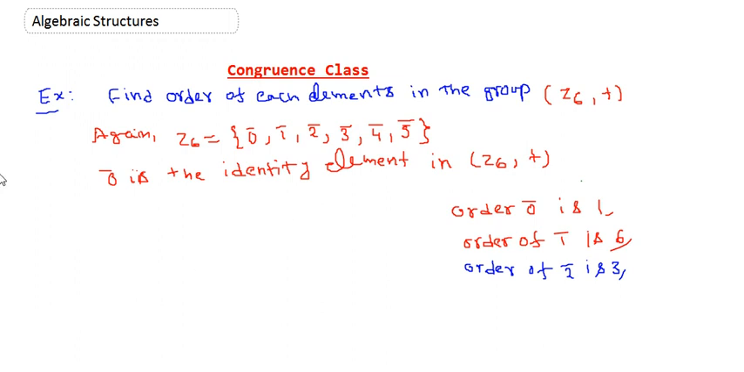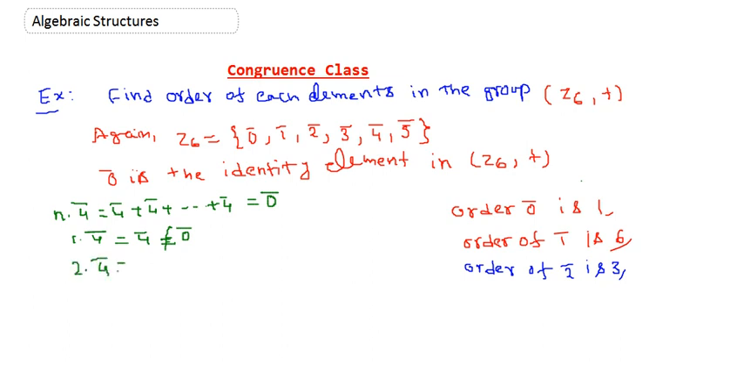So let me find out the order of 4 bar. How many times do we have to add 4 bar with 4 bar to get the identity element 0 bar? That least number of times will be the order of 4 bar. So now 1 into 4 bar is clearly 4 bar. So we have only one 4 bar, which is clearly not equal to 0 bar.